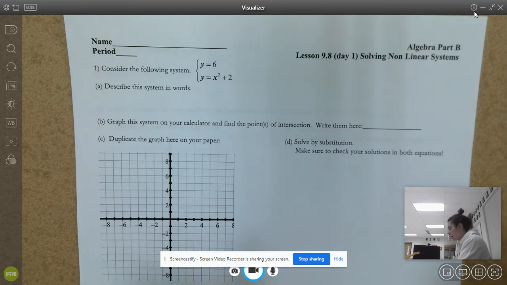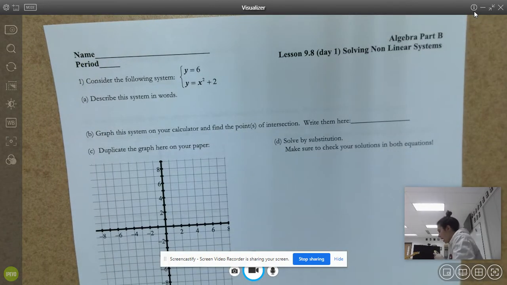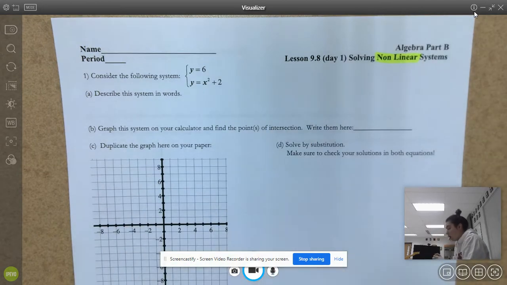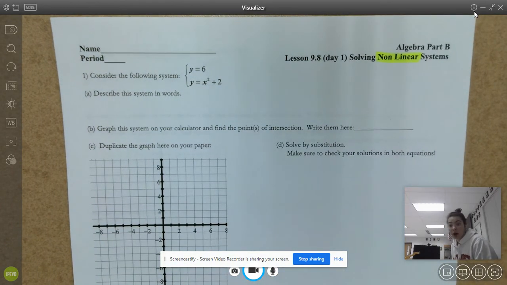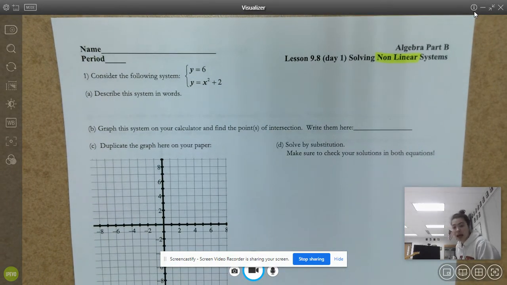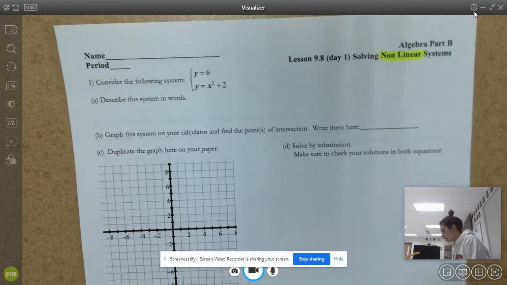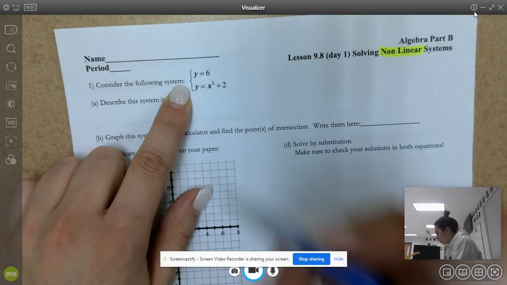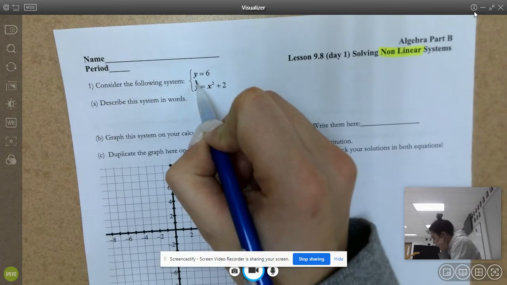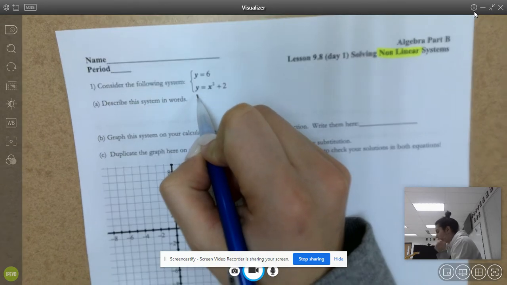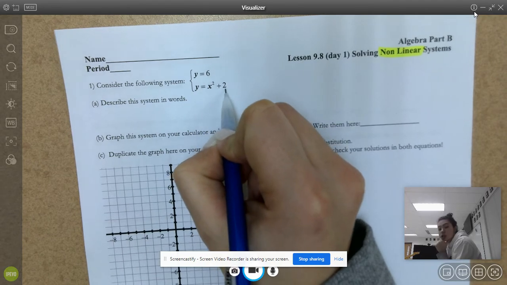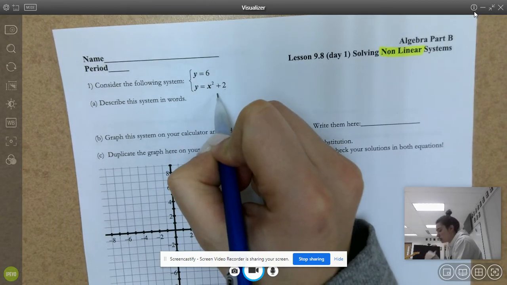So today we're going to look at solving nonlinear systems, which means that one or possibly both of our lines that we're going to be graphing and looking at may not always be a straight line. So let's take a look at problem number 1. Consider the following system. Here we have the line y equals 6, and here we have the function y equals x squared plus 2. This is our system of equations.